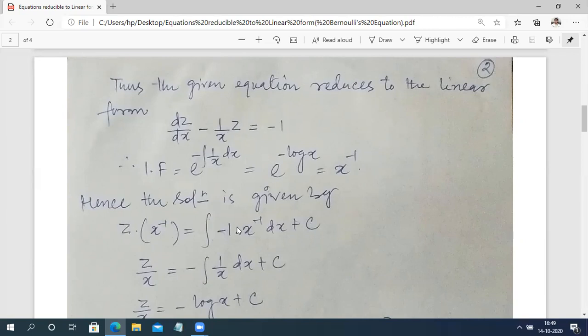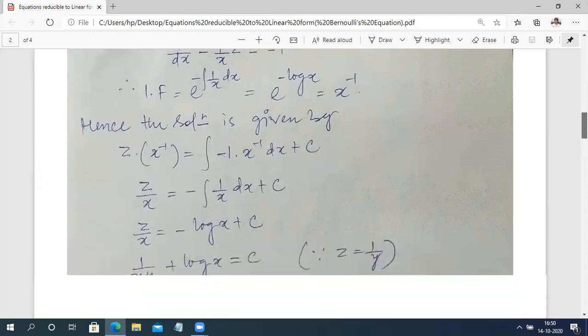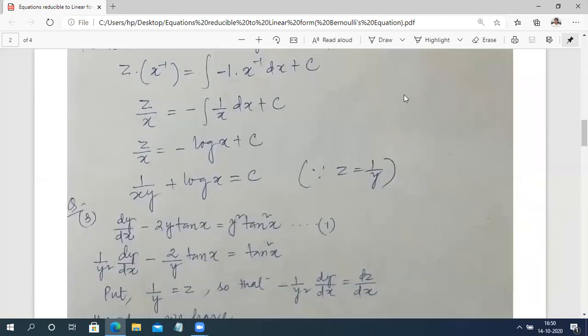This is your solution. If you simplify it, what will happen? z/x is equal to minus integral of 1/x dx plus c. And what is the value of the integral of 1/x dx? This is log of x. So the value will be z/x is equal to minus log of x plus c. So this is your answer.